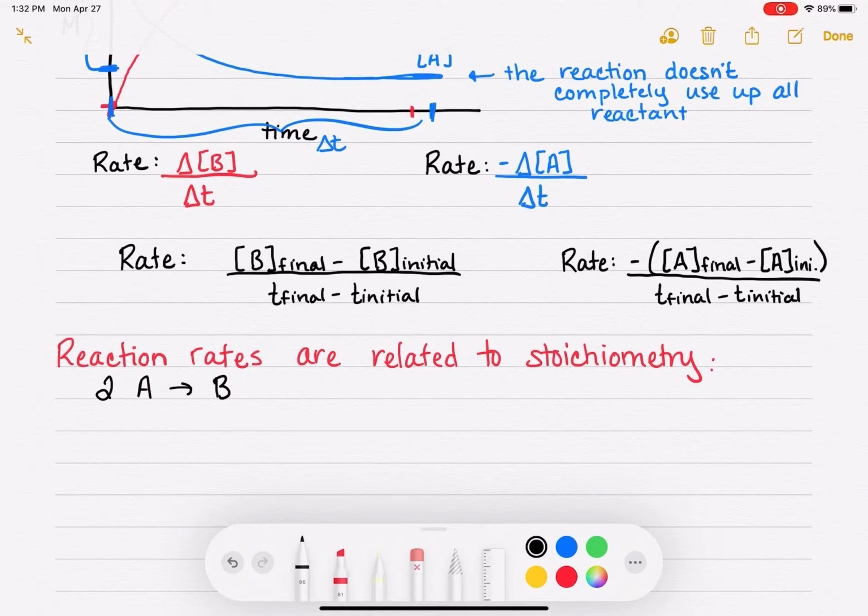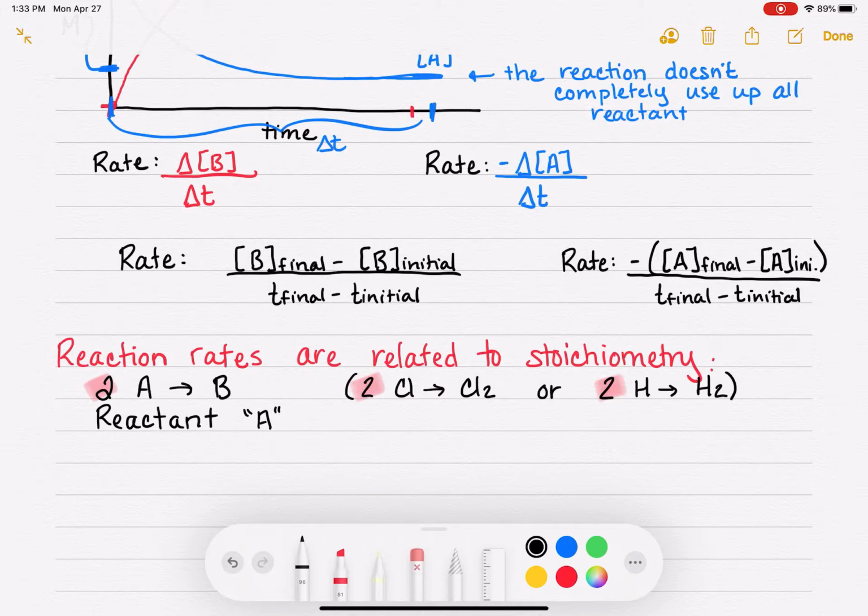2 of A, whatever A is, turns into B. So for example, maybe 2 chlorine atoms turning into Cl2 gas, or 2 hydrogen atoms turning into H2 gas. So something of that format. Because of the stoichiometry of this reaction, because we have this stoichiometric coefficient, the reactant, A, or chlorine or hydrogen, the reactant is being consumed twice as fast as B, the product, is being made.